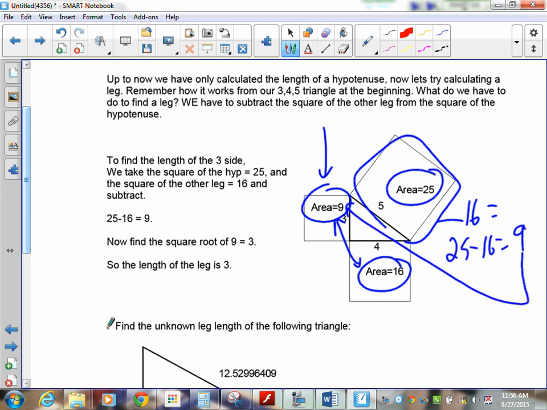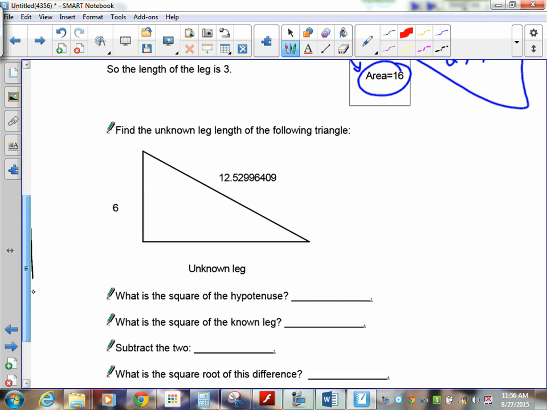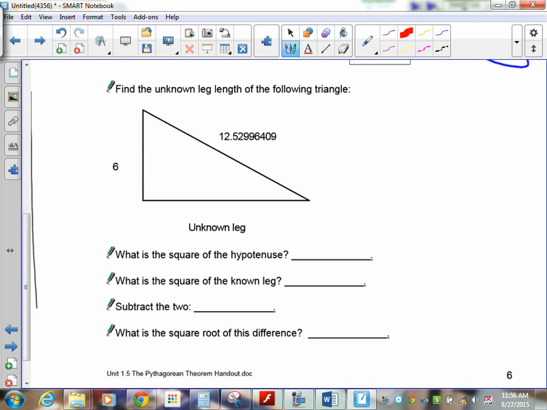Doesn't that look interesting? Okay? So when you're trying to find the leg, we're going to use subtraction. When we're trying to find the hypotenuse, we're going to use addition. So here we go. I've given you a big number there in decimals. You have a calculator. It's not going to be too difficult. So what is the square of the hypotenuse?